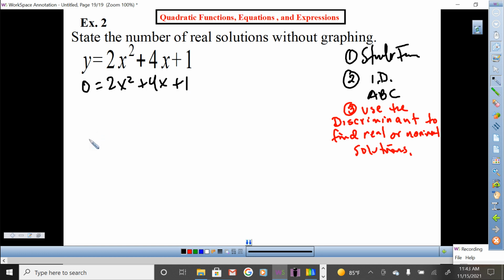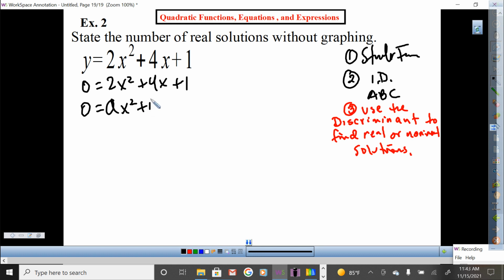From there, step 2, we need to identify A, B, and C. What did I ask you to do when we got to those the other day? We wrote the standard form underneath. That is ax squared plus bx plus c, because it's easier to see. So what is A, everyone? 2. What is B? 4. And what is C? 1.